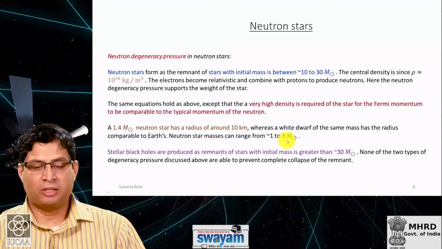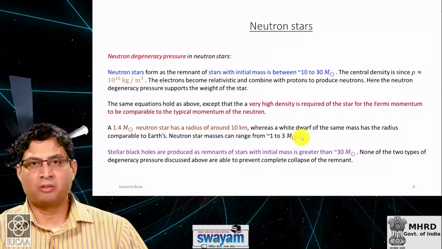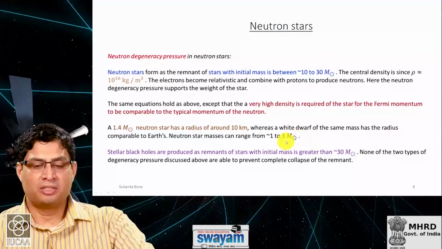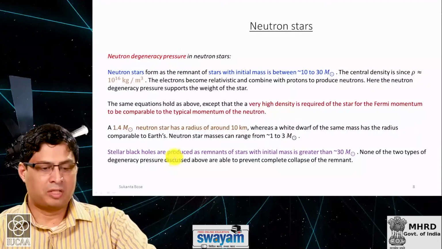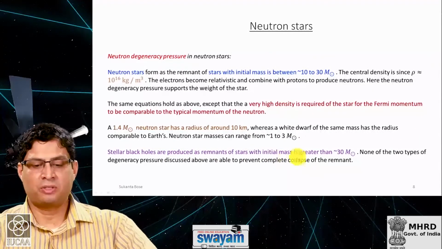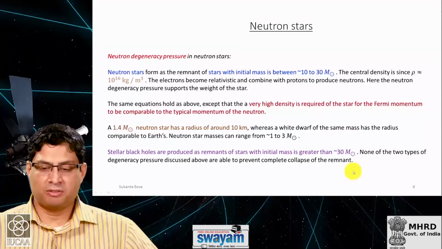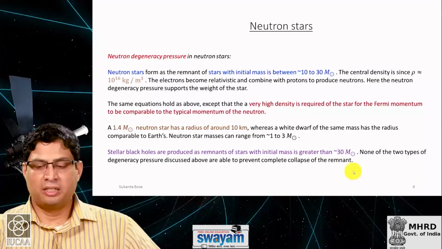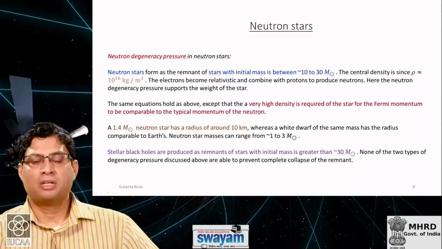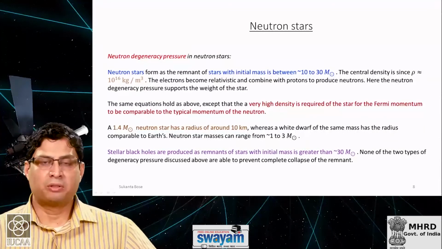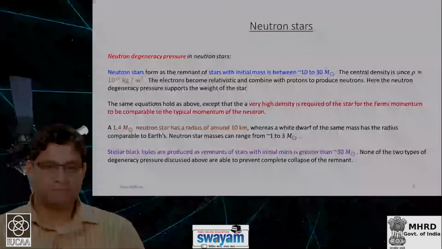You may ask, well, why not heavier masses? Because they cannot be supported by neutron degeneracy pressure. So in that case, they will collapse to form a black hole. And stellar mass black holes are indeed produced as remnants of stars with initial mass greater than 30 times the mass of the Sun, and neither the electron nor the neutron degeneracy pressure discussed above is able to prevent complete collapse to a remnant in that situation.